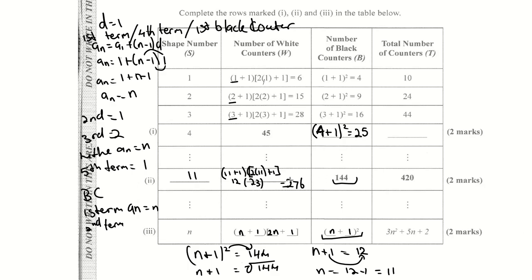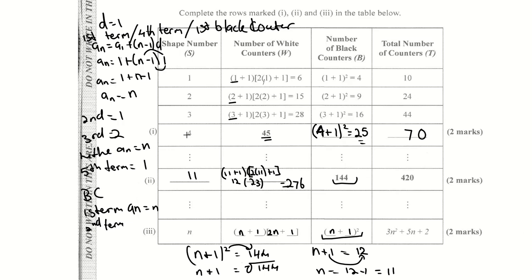Right? And that would be the answer for this. Are we okay so far? Right. Now this one, instead of using the formula, we know that the total number of counters, you add 45 and 25. That's 5 and 5, 10, 4, 5, 6, 7. So this is going to be 70. And that would be your answer for this. Do we understand?